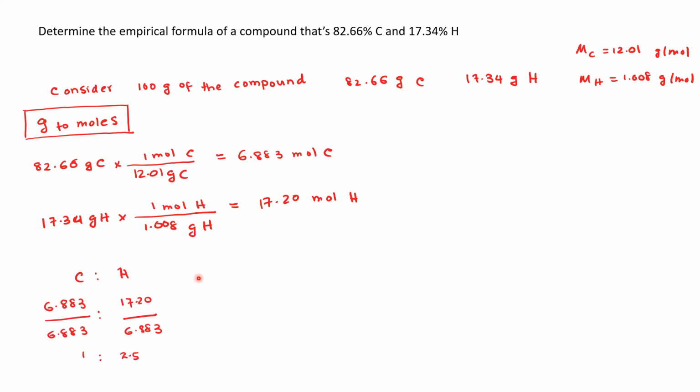Now we are going to write down the ratios. Carbon to hydrogen, we have 6.883 and 17.20. And we are going to divide these numbers by the smallest number, which is 6.883. This makes 1, and you will see this one is 2.5. When you have a ratio which is a half value, we write it down as 1 to 2.5, and then we multiply the whole ratio by 2. Then we can get full integers. This will make your empirical formula C2H5.